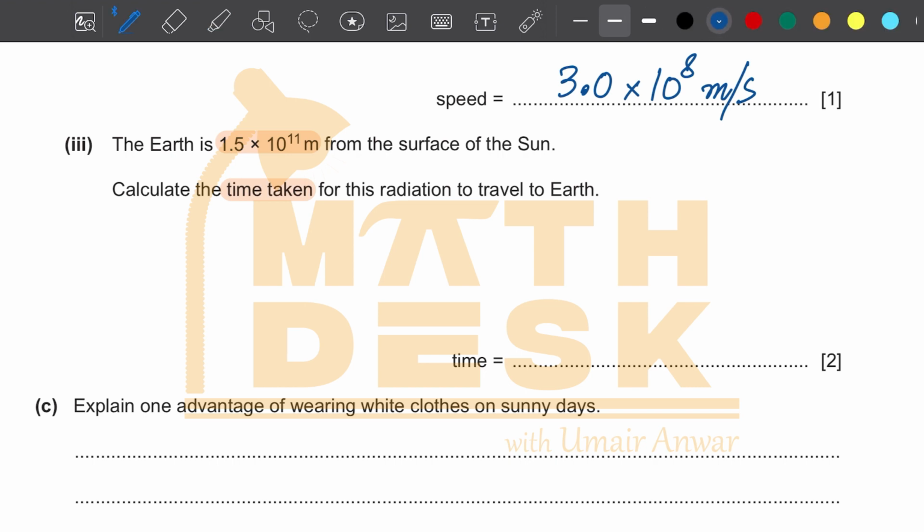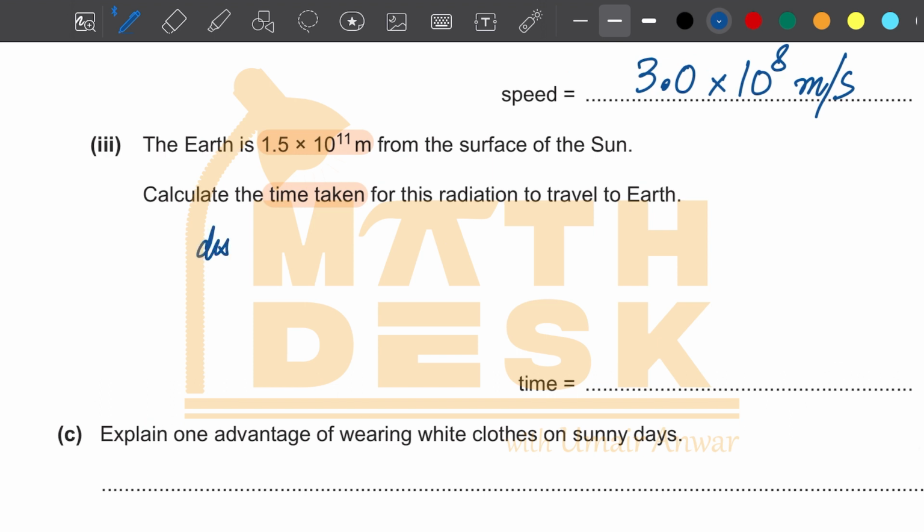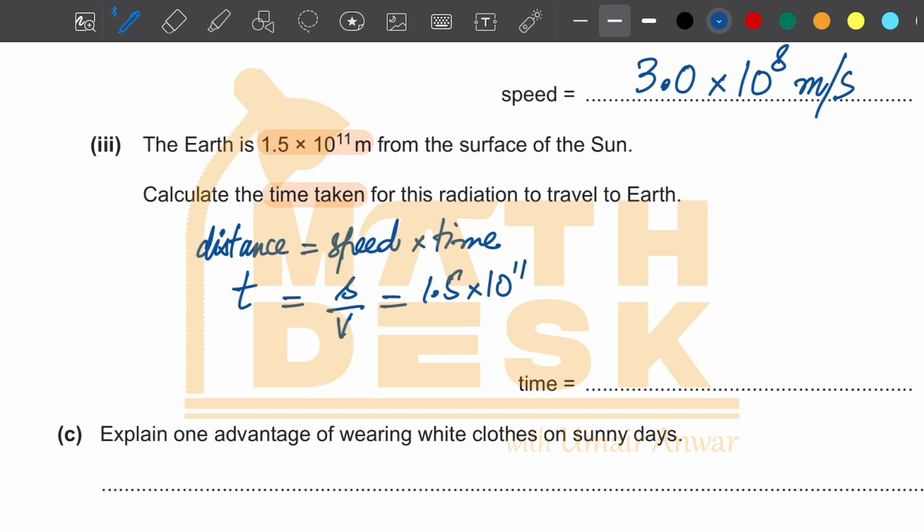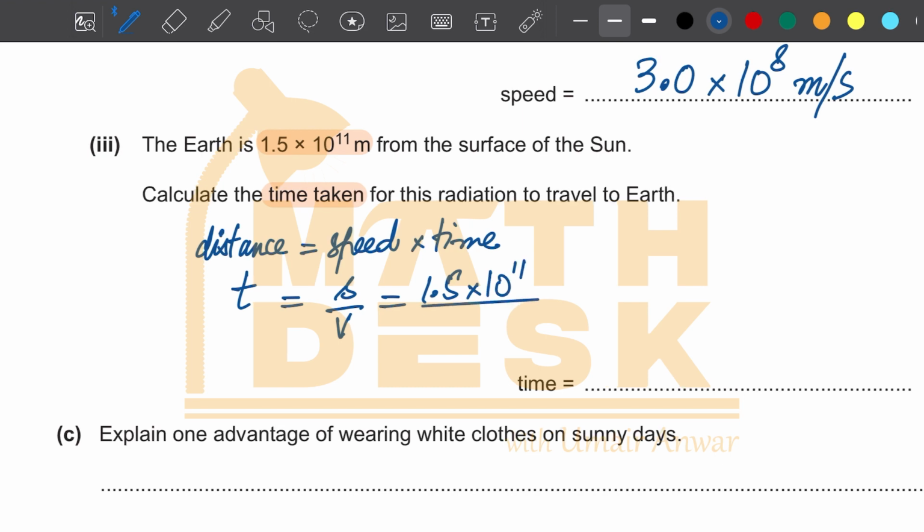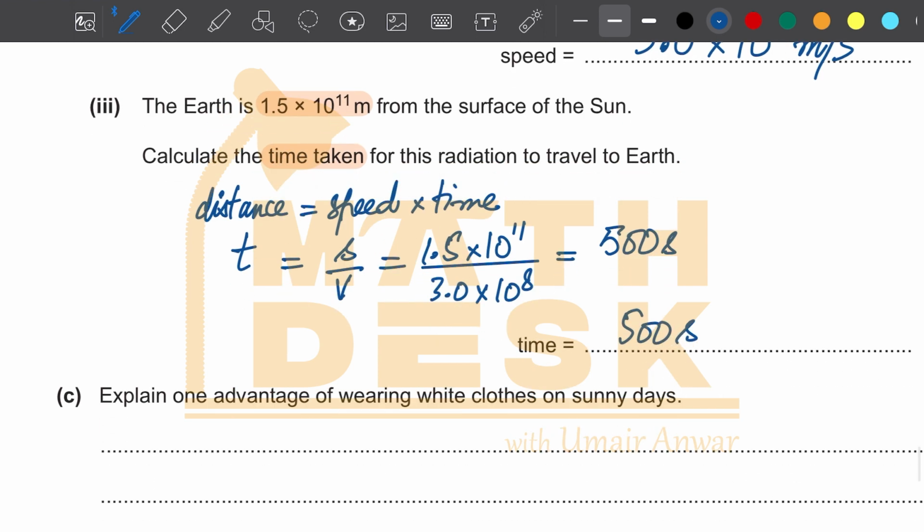So for this we are going to use the formula distance is equal to speed multiplied by time. So it means time is equal to distance divided by the speed. The value of distance is given to us and the value of speed we already know in the vacuum. So the answer we get is 500 seconds for this part.